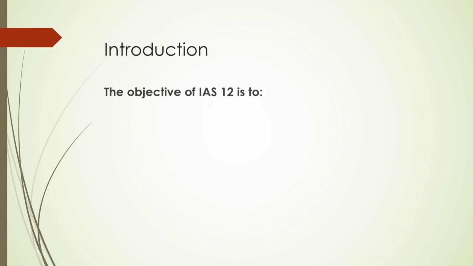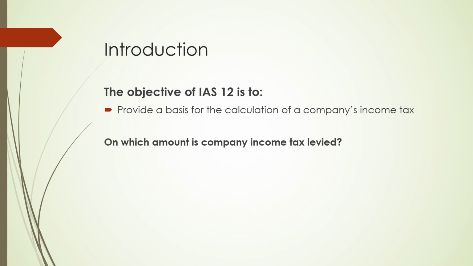So, what is the objective of IAS 12? The objective of IAS 12 is to provide a basis for the calculation of a company's income tax. So the question arises, on which amount is company income tax levied? Company income tax is levied on a company's taxable profits.